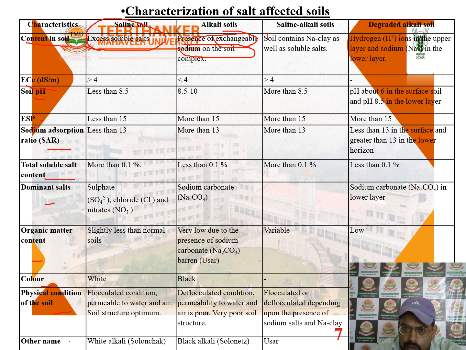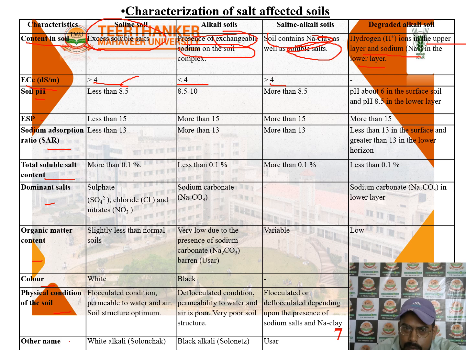Saline alkali soil contains both clay and soluble salt, and both are dominant. In degraded alkali soil, the upper layer is dominated by iron and the lower layer by sodium. Second is the electric conductivity, which is more than 4 in saline soil, because soluble salts are present, and this is more than 4.